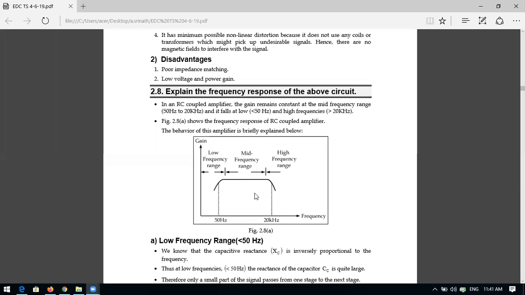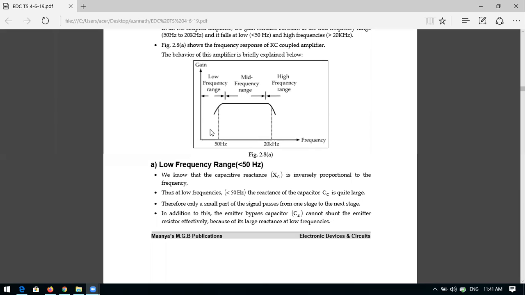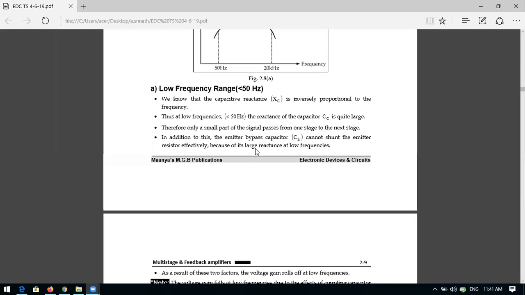What is the reason the gain falls below 50 Hz and above 20 kHz? In the low frequency range, what will happen? The capacitive reactance Xc is inversely proportional to the frequency. Correct or not? Xc equals 1 by C omega, and omega equals 2 pi f. So Xc is inversely proportional to f. That means when frequency increases, capacitive reactance decreases, and when frequency decreases, capacitive reactance increases. So it is inversely proportional.